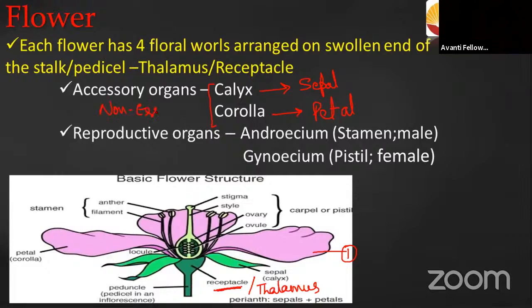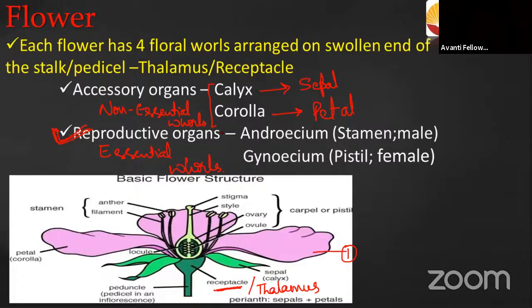These are called non-essential whorls. Among the 4 whorls, 2 are non-essential and 2 are essential. So these are the essential whorls, the reproductive organs. This is very necessary, right? If the flower is a reproductive unit, it should contain reproductive organs. Otherwise, we cannot call it a reproductive unit.